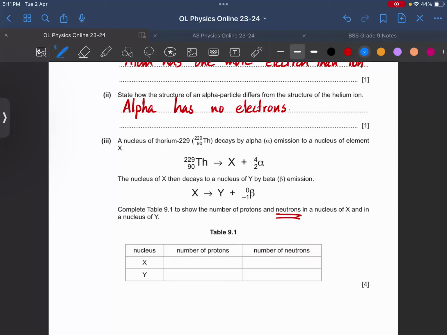ठीक है, सो इस चीज को जहन में रखें, सवाल को गौर से पढ़ें। This value is obviously going to be 229 minus 4. This is going to be 225. इसी तरीके से this value is going to be 90 minus 2 is going to be 88. सही, तो x का मुझे number of protons पता है। Number of neutrons के लिए I would obviously have to do this minus this. So 225 minus 88. ठीक है, that is going to be 137.